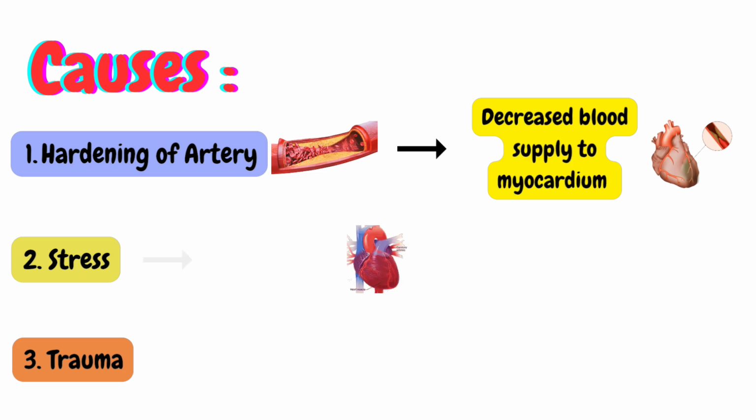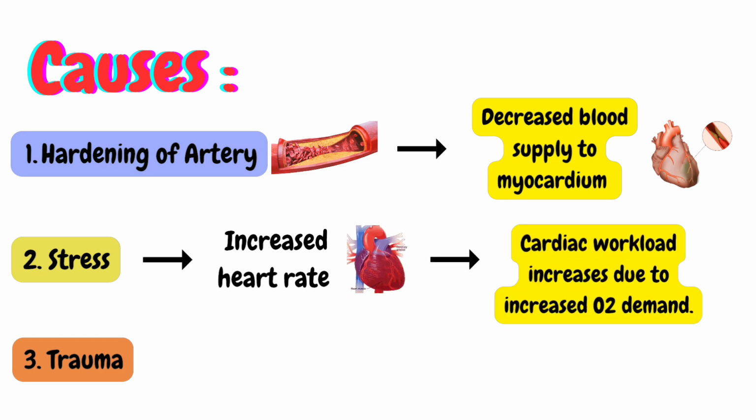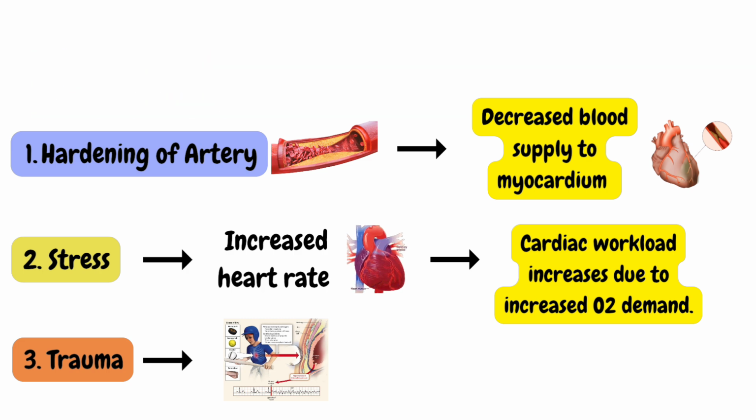Secondly, stress can lead to increased heart rate. The heart has to work more, due to which myocardial oxygen demand increases. If the heart is not able to meet that demand, it can lead to angina. Next, trauma to the heart can also cause angina. Next are types of angina.